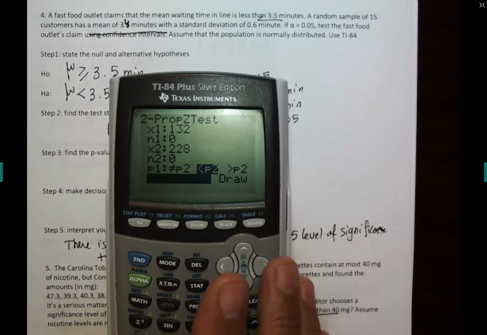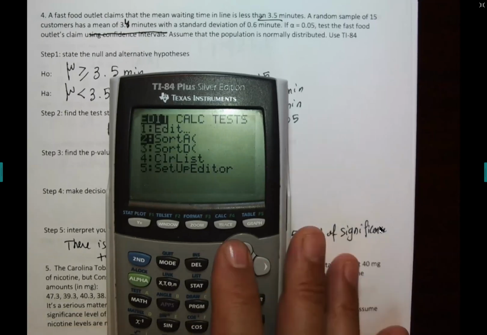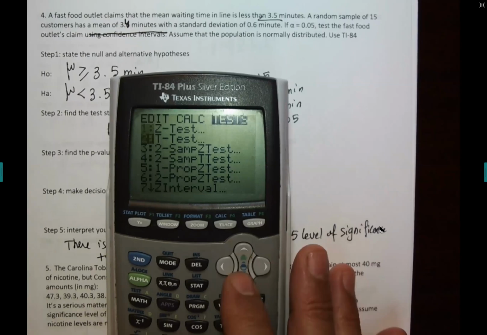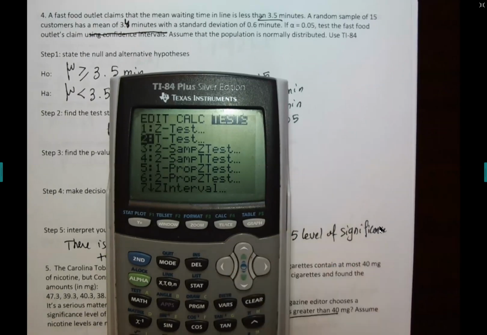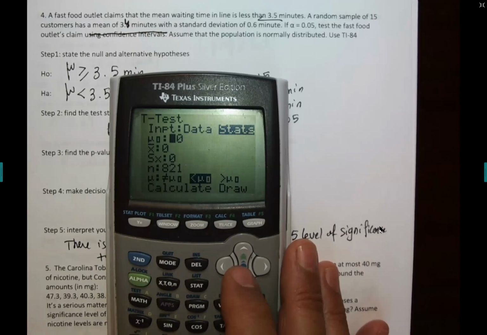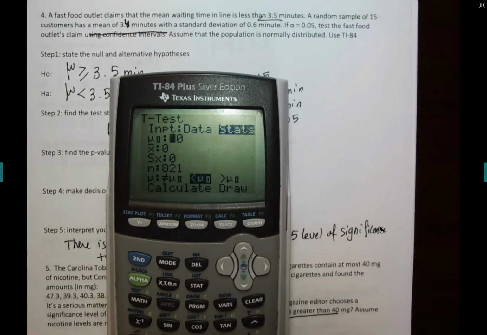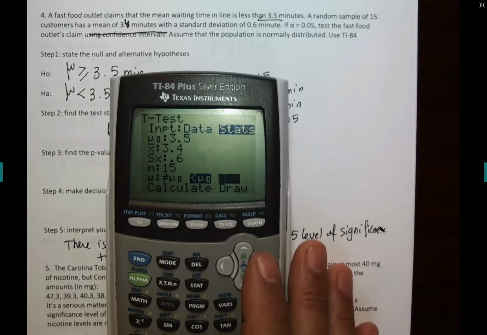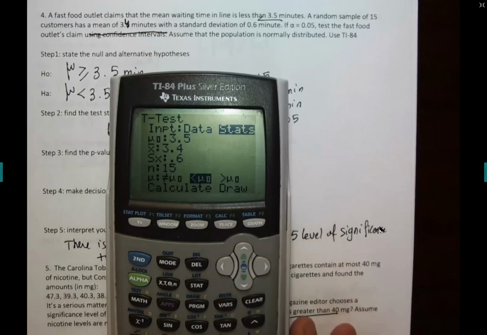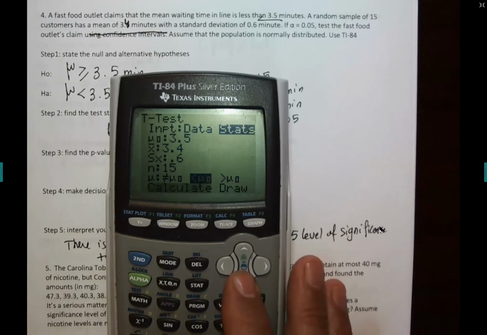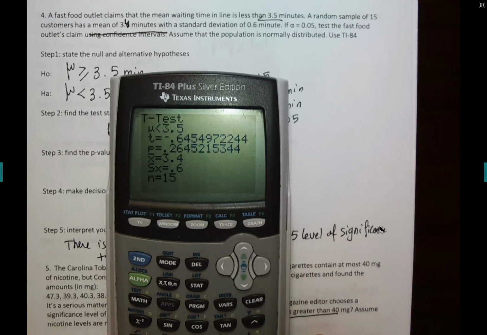Stat. T-test. Mu 0 is against 3.5, guys. X bar is 3.4. S is 0.6. And N is how many? 15. And we're testing that the mean, the alternative hypothesis, is less than. Before you hit calculate, you have to select the alternative hypothesis. And if you hit calculate, T is negative 0.645 and P is 0.2645.